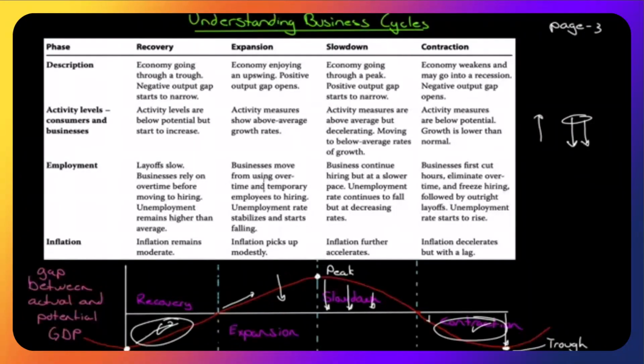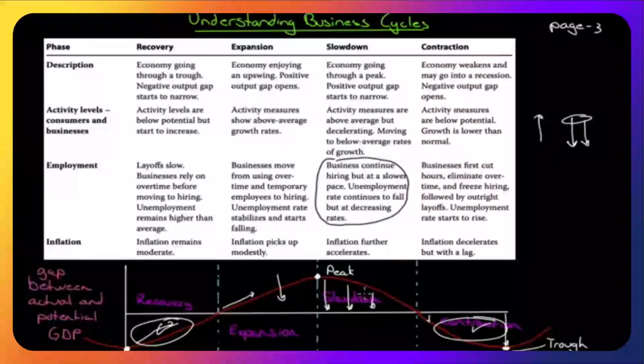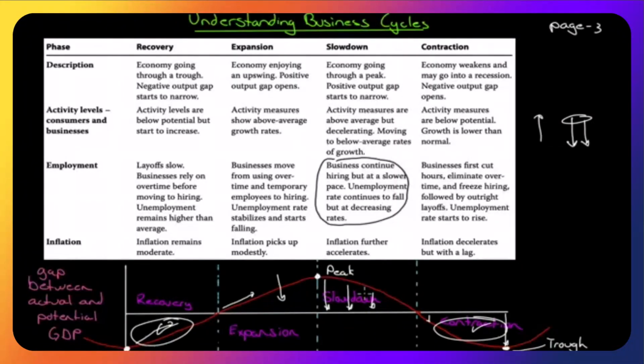As we move into the expansion, businesses move from using overtime and temporary employees to hiring. The unemployment rate stabilizes and starts falling. In the slowdown, businesses continue hiring, but at a slower pace. The unemployment rate continues to fall, but at a decreasing rate. And this may be counterintuitive. If the economy is slowing down, why are businesses continuing to hire? Keep in mind, we still have a positive output gap. We are still producing above the potential of the economy.